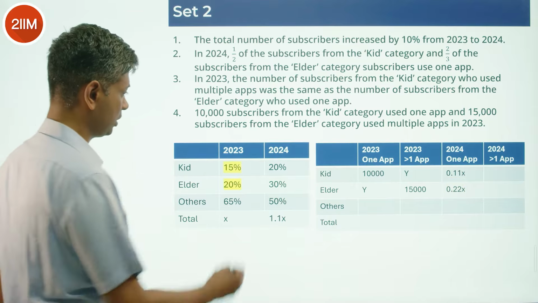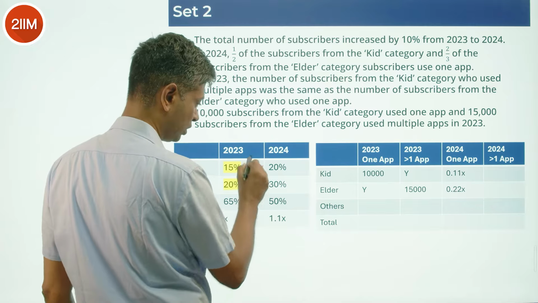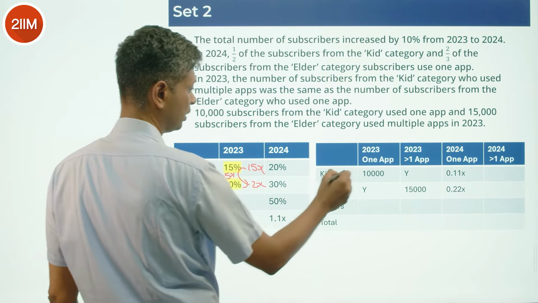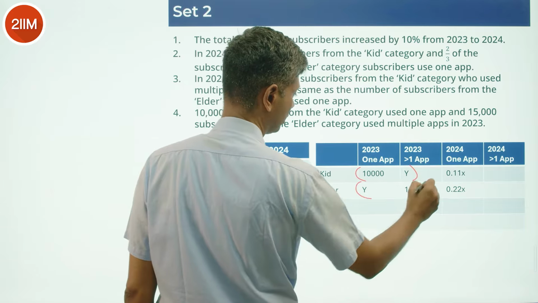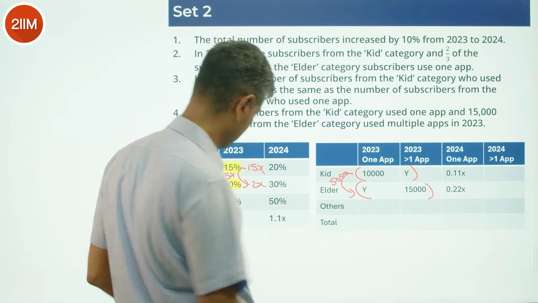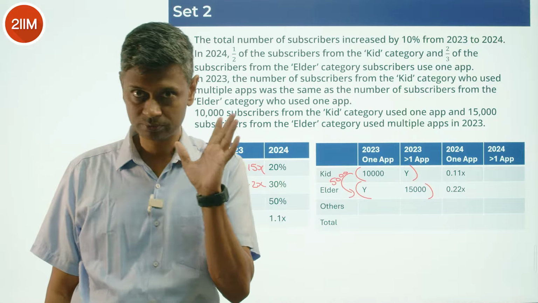The crucial equation is this is 0.15x, this is 0.2x. This to this, the increase is 0.05x. This is 10,000 plus y, this is 15,000 plus y. Here to here, increase is 5,000. 5,000 is 0.05x, or x is 100,000.